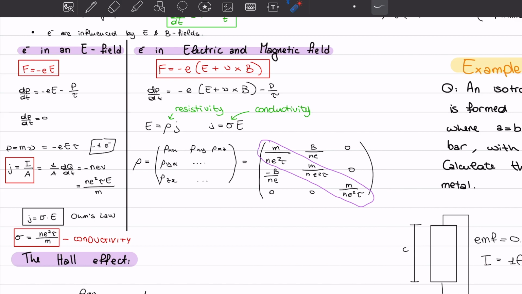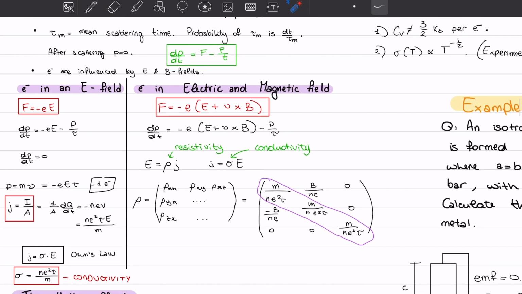Now we can include the magnetic field B in the equation as well, and again, if we plug the equation of the force into this other equation in green, we will see that dp over dt is equal to minus the electric charge times the electric field plus the velocity of the electron scattering in the metal cross the magnetic field, minus p over the scattering time.